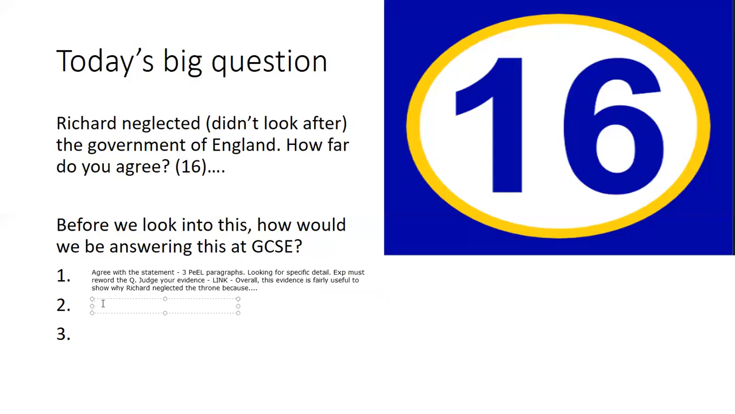The second thing you should do is you disagree with the statement. Now, what we're looking for here is another three point, evidence, explain and link paragraphs. You can do them all together, but make it obvious each time when you're starting it. So another reason why I disagree, another reason why I disagree. Exactly the same as above.